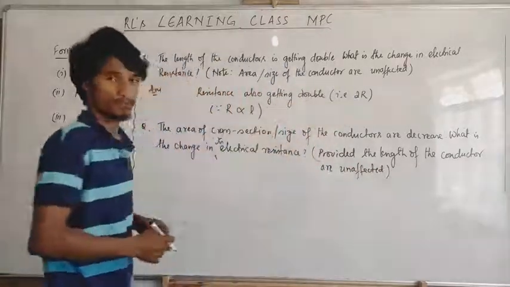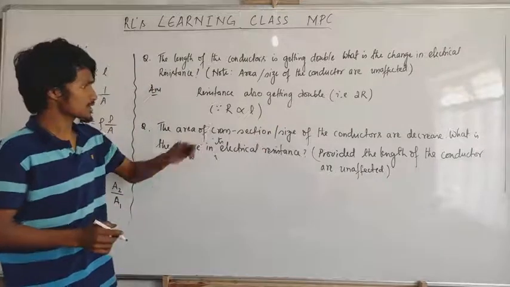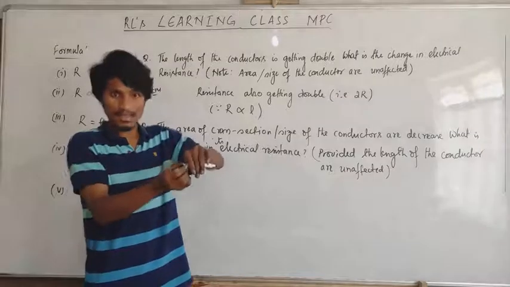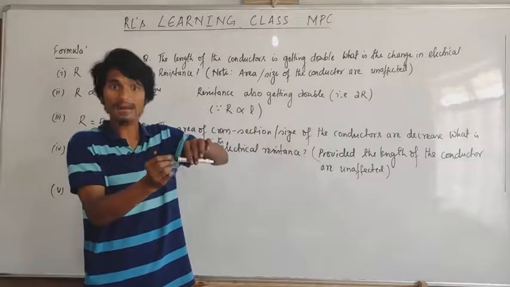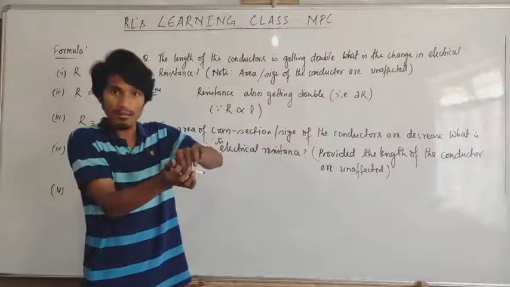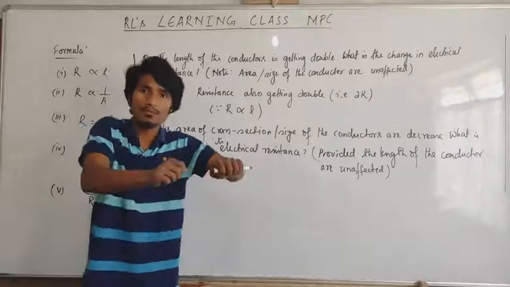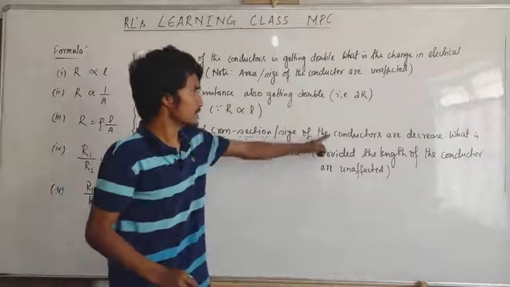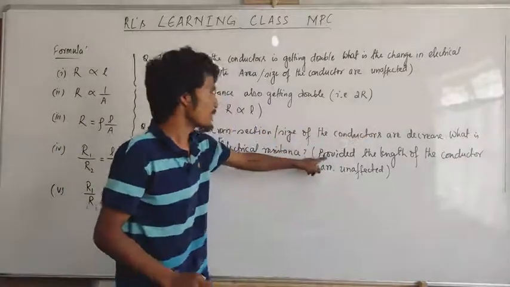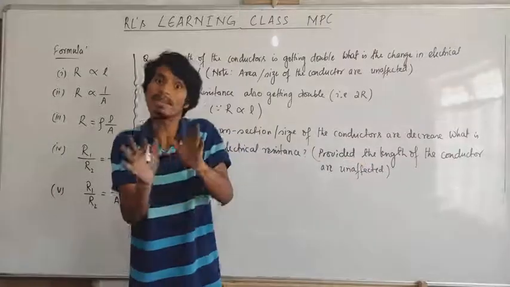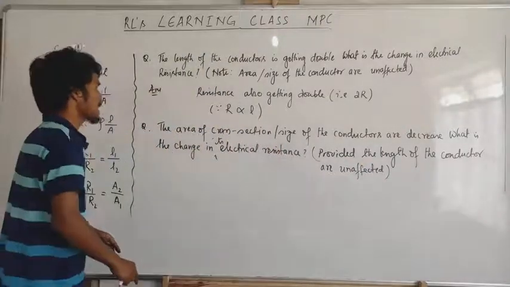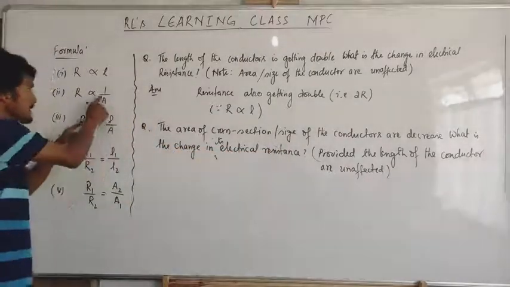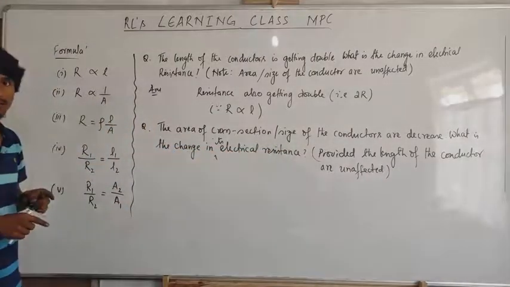Means same like this one only. Look, the area of cross section of the conductor decreases. Means the size of this conductor is decreased, means smaller. Means when we pull the conductor, then only the size is smaller, right? But here the conductor decreases in size. Provided the length of the conductor is unaffected, means the length remains the same. In that case, we'll apply this formula. Means as A is decreased, then R will increase.